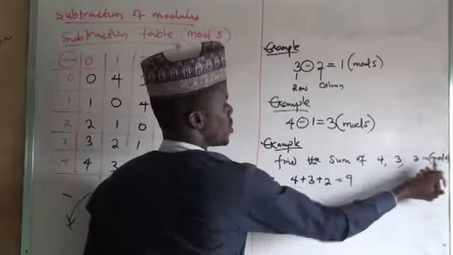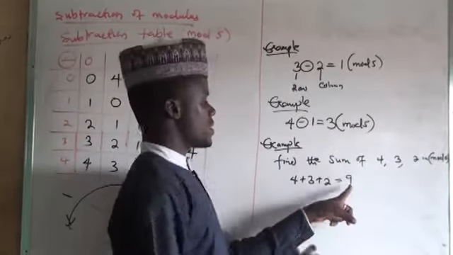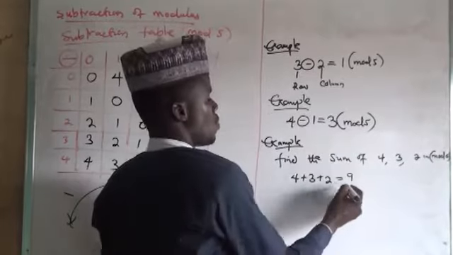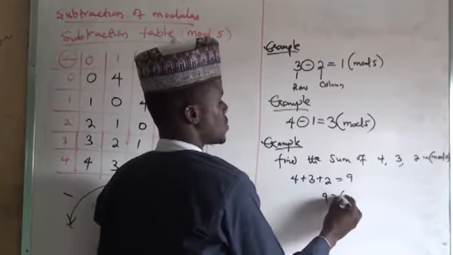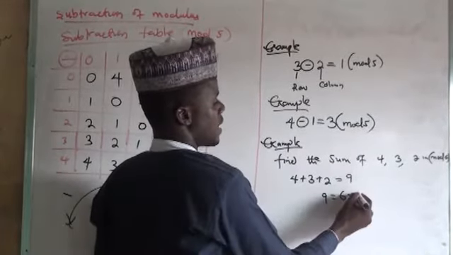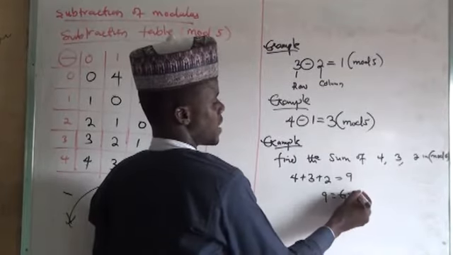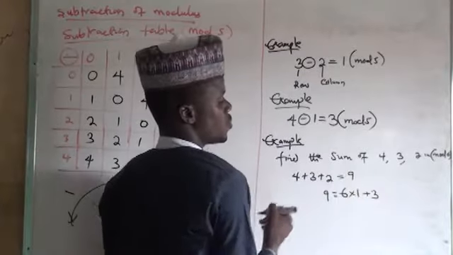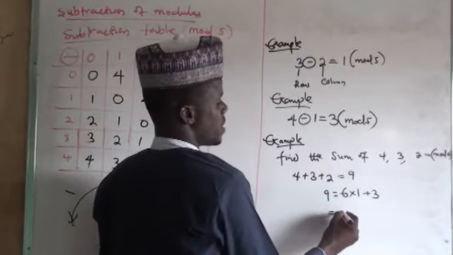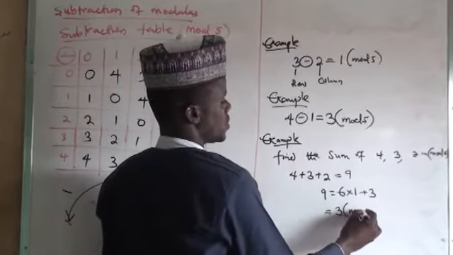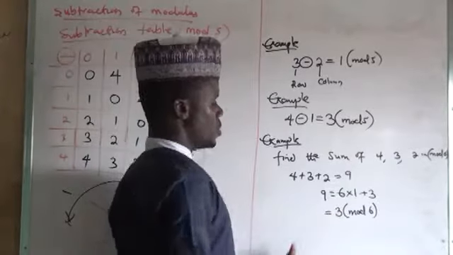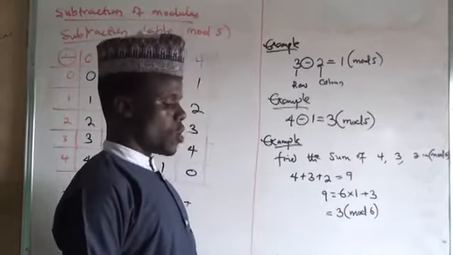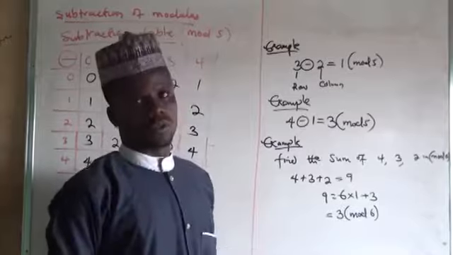So 9 under mod 6, how many times does 6 go into 9? We say 9 equals 6 times 1, or 1 times 6, then plus what? What's going to be the remainder here? We say 3. So automatically here we have 3 mod 6. This is how to take a problem under modulus.